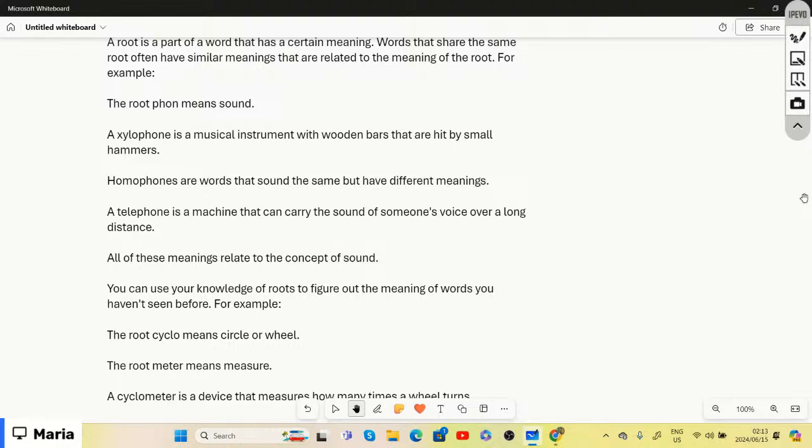So if we look at those three words, these words all have the same meanings that are related to the concept of sound.